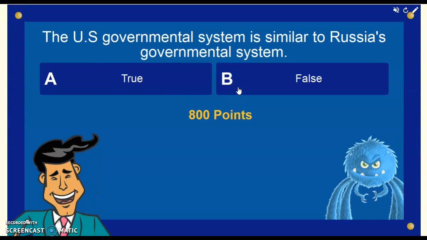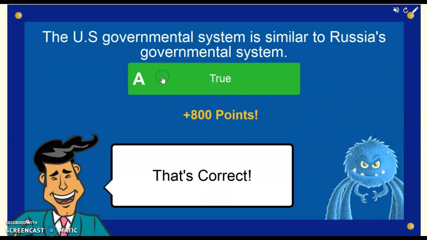Awesome. All right. Now, the U.S. governmental system is similar to Russia's governmental system. What is the U.S. governmental system again? Remind me. A representative governmental system. Good job. What about Russia's? It's an oligarchy, right? Are those similar? Yes? True or false? Sure. Good job.